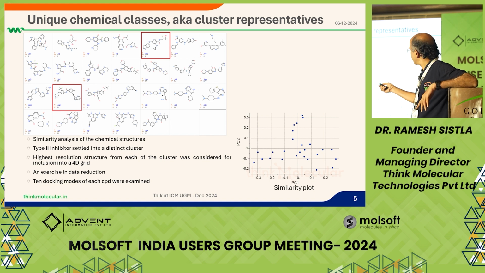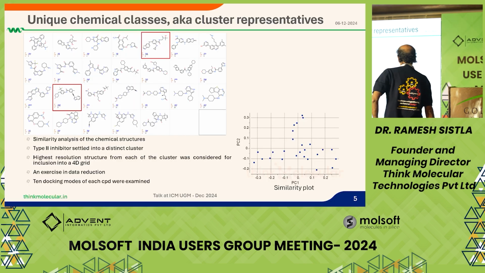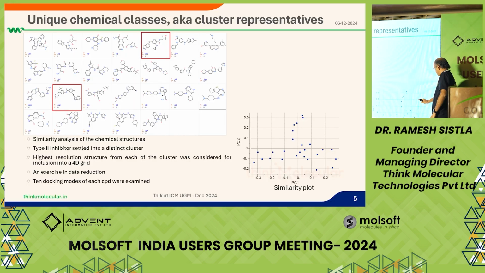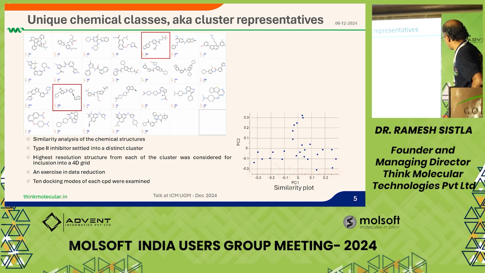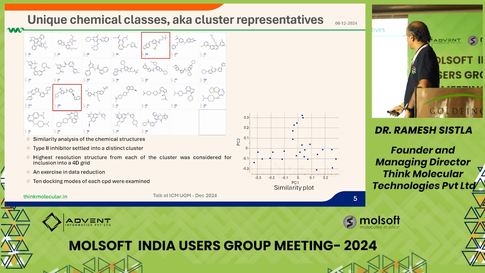These are the compounds whose complexes were chosen to construct the 4D grid. They all belong to distinct clusters, as you can see in this plot. This is what is known as the similarity plot, and it shows that the compounds I chose are reasonably distinct. They are pretty spread out on the similarity plot.